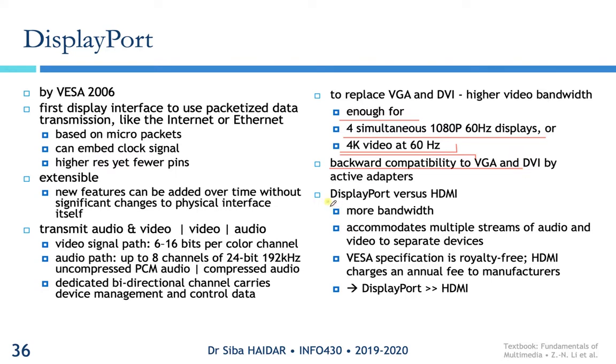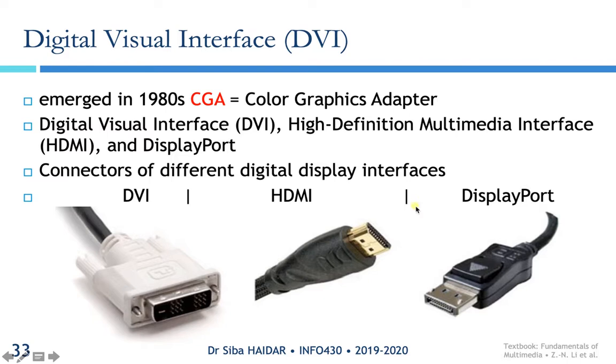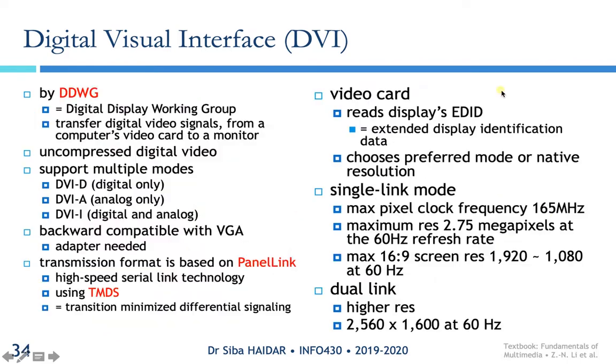And if we compare it to HDMI, which one is better? DisplayPort has more bandwidth. It accommodates multiple streams of audio and video to separate devices. The VESA specification is royalty free, but HDMI charges an annual fee to manufacturers, so this is not free. This is a big advantage of DisplayPort over HDMI, so expect it to be used instead of HDMI.